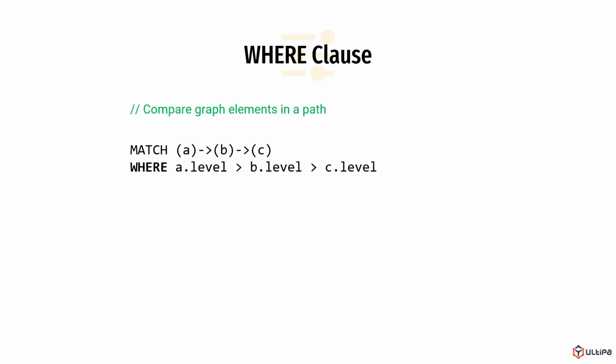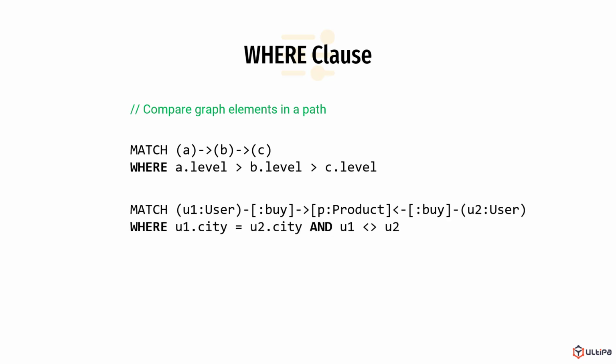In a path, you can compare different graph elements. This where clause ensures that the levels of nodes in the path are in descending order. This query finds products purchased by different users who are from the same city.